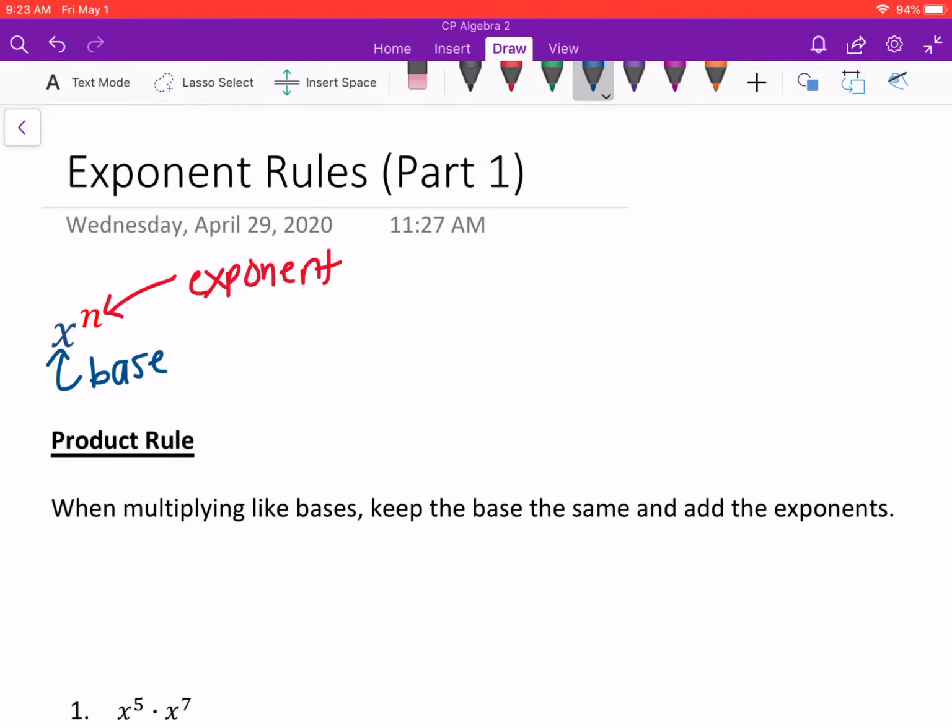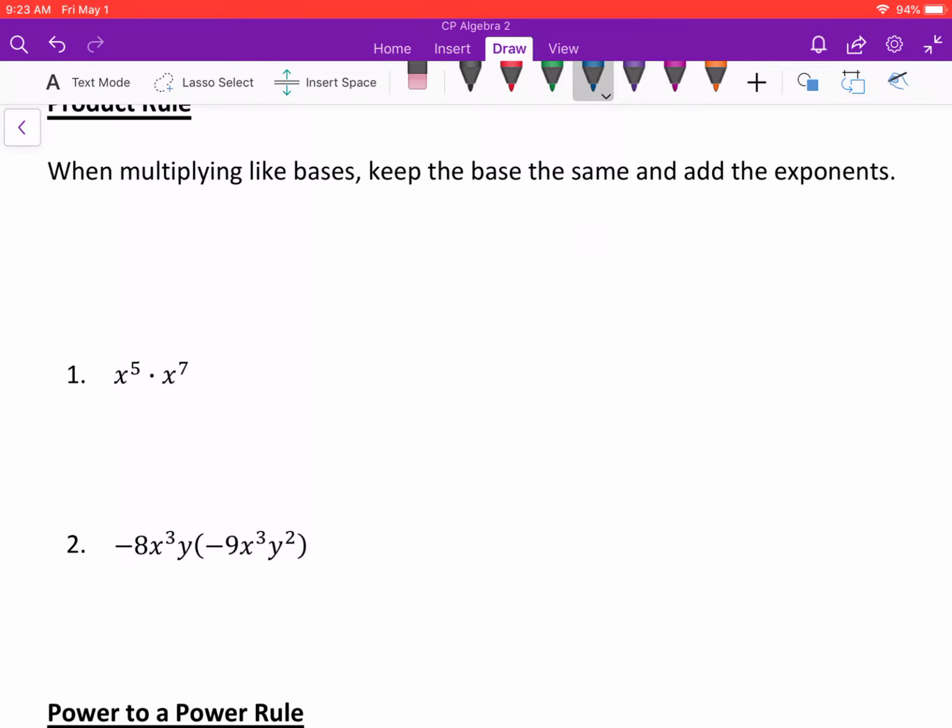So our first rule that we're going to take a look at is called the product rule. The product rule says that when we're multiplying like bases, we keep the bases the same and we add the exponents. So this rule, when you write it out, is written as x to the power of a times x to the power of b equals x to the power of a plus b. So we keep our base, which is x, the same, and we're just adding the exponents a and b together.